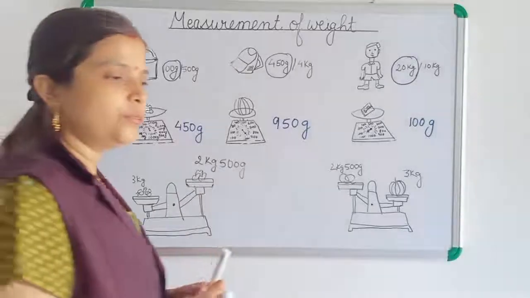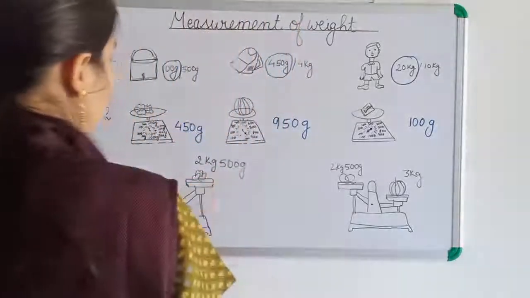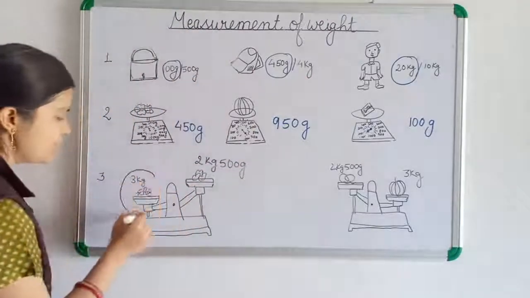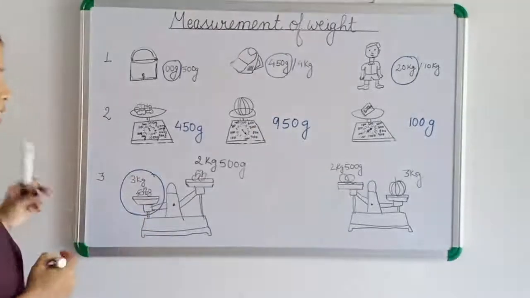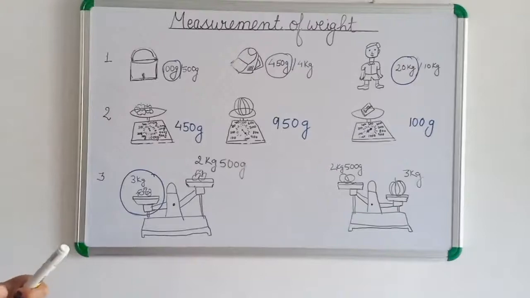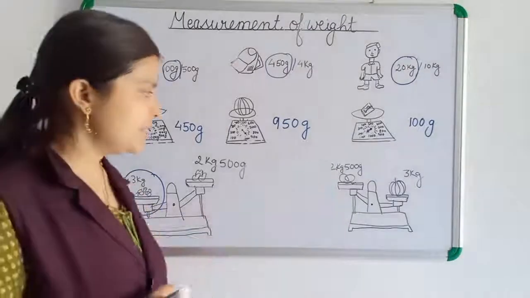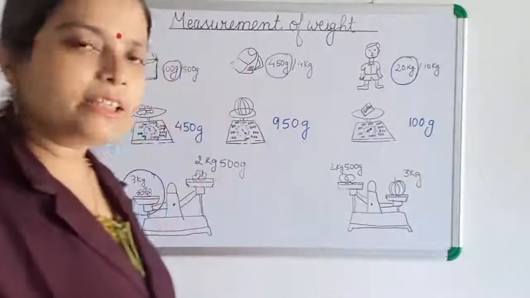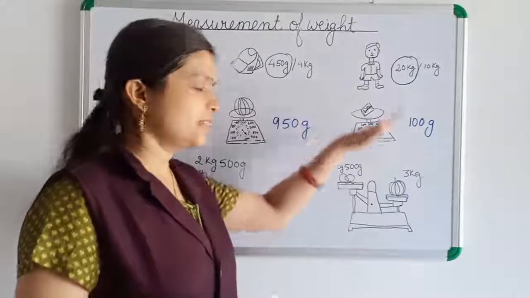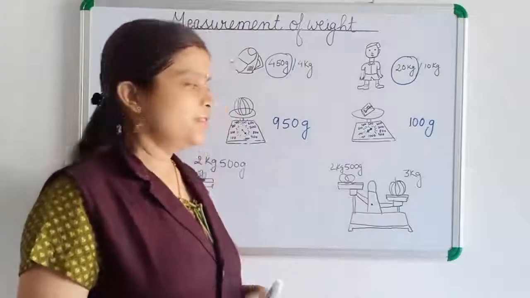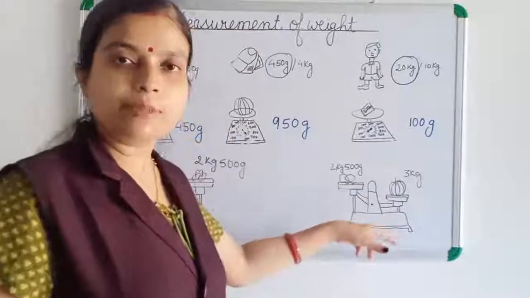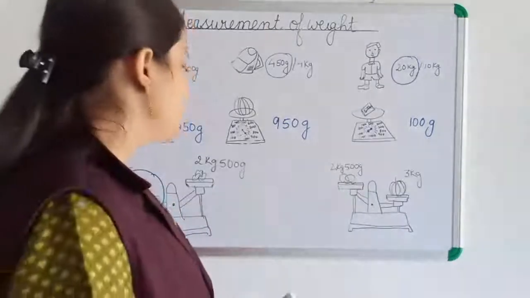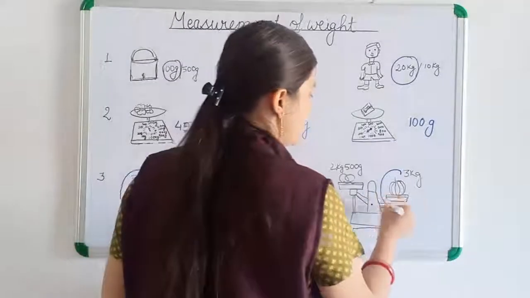So what do we have to do here? We have to circle the heavier object. Which one is heavier? This one is heavier. We know that 3 kg is more than 250 gram. Again we are balancing here. Some objects we have kept on this side and some on this side. Now you can see this side is going up and this side is going down. So which one will be heavier? This will be the heavier. 3 kg will be heavier than 2 kg 500 gram. So we have to circle the heavy object here.